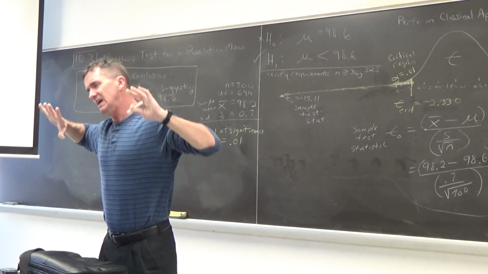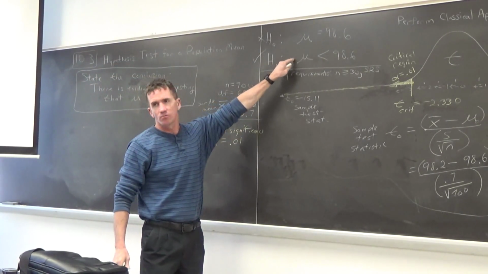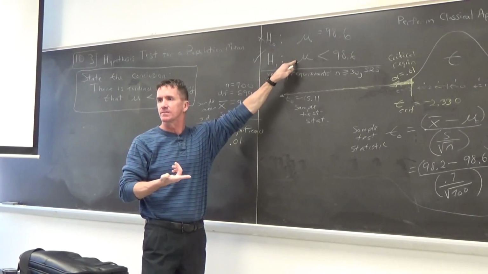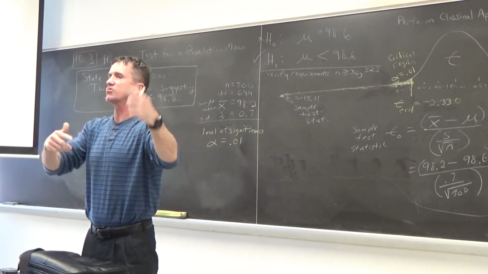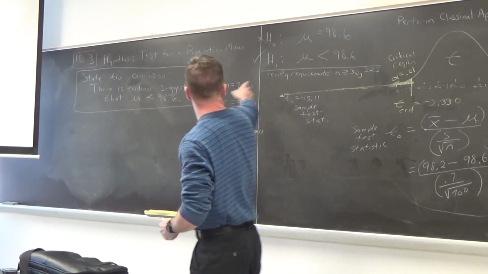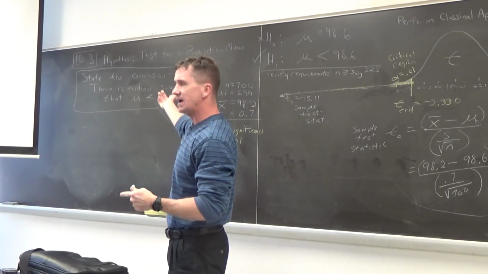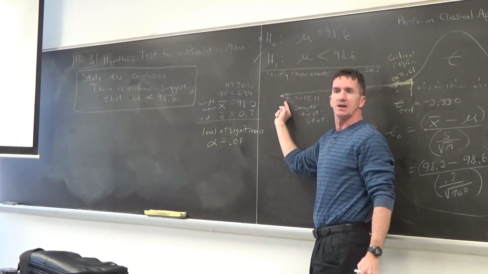So let me emphasize this. When you state your conclusion, you always refer to this. Somehow in your conclusion, you will always say this somewhere. Why? Because that's what you were putting all the time into. That's what these researchers were trying to look at. So you've got to state it in your conclusion, right? Well, there either is evidence or there is not evidence. When this falls in a critical region, there is evidence.